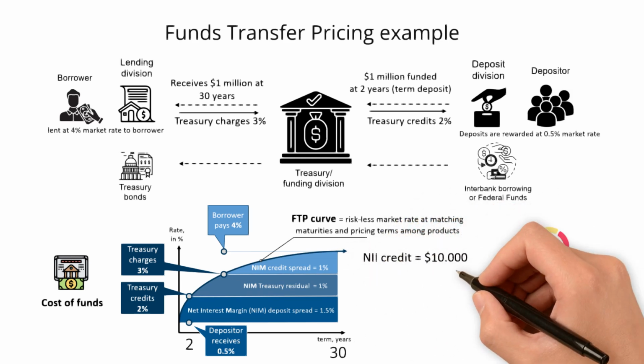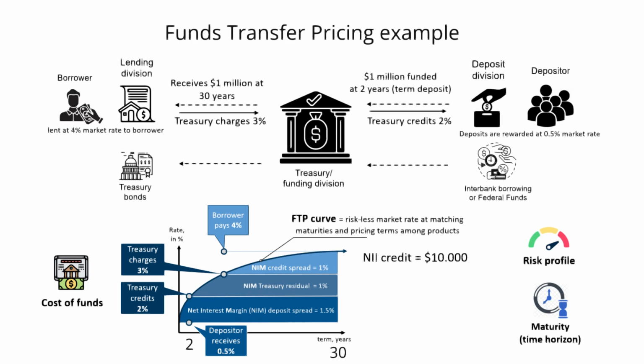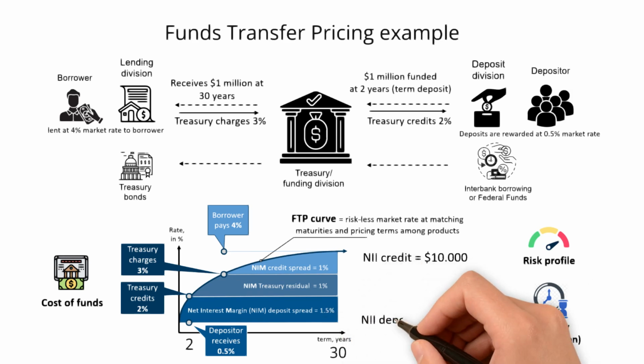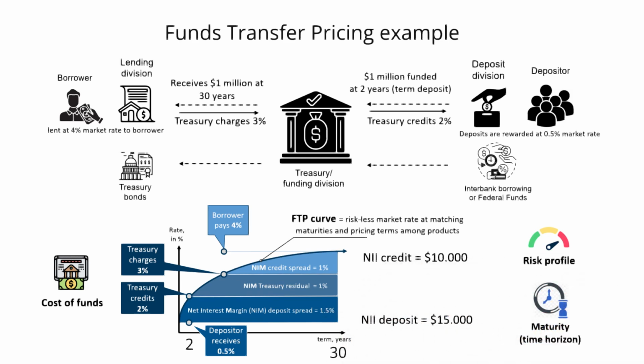Same goes for the deposit division. Interest income is deposit amount times the FTP rate, or $1 million times 2%, which is $20,000, minus interest expense, which is deposit amount times the deposit rate, which is 1 million times 0.5%, and accordingly this is $5,000, and hence the net interest income is $15,000 if we look at the difference between those two amounts.